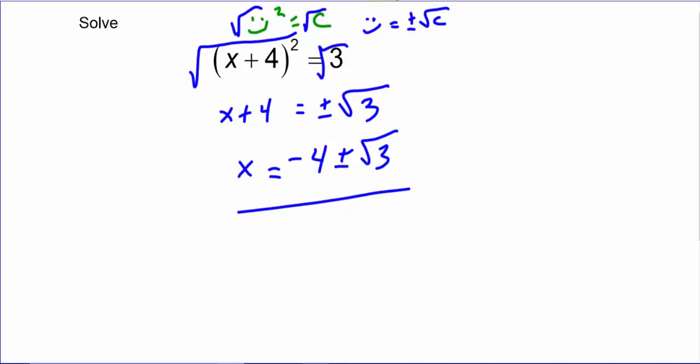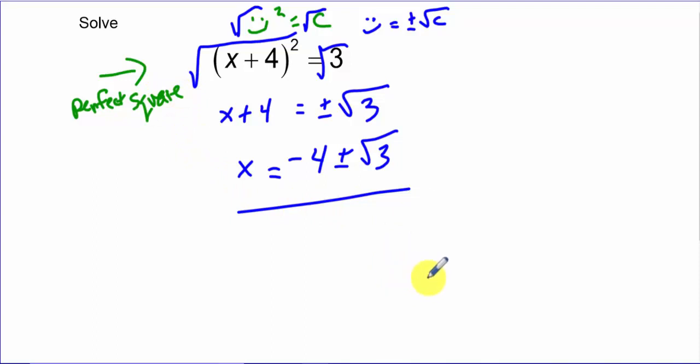Now, a little giveaway is that this term right here is a perfect square, because it's a term squared.